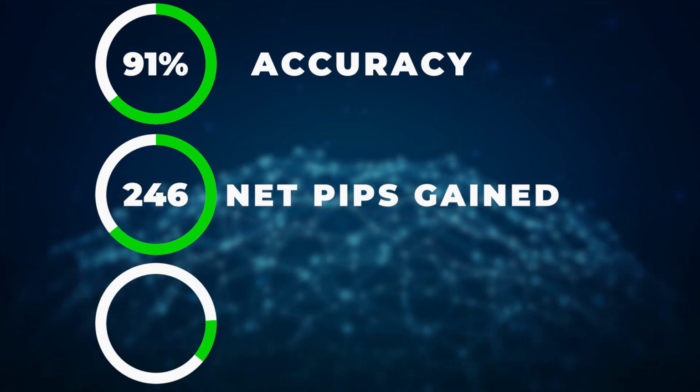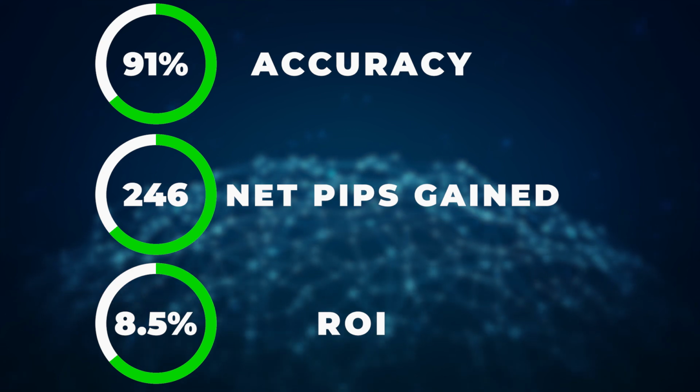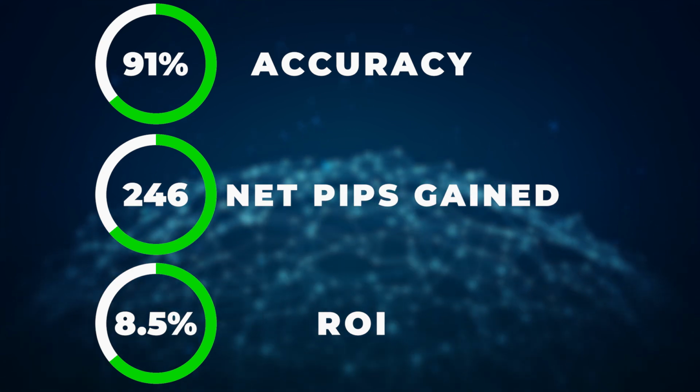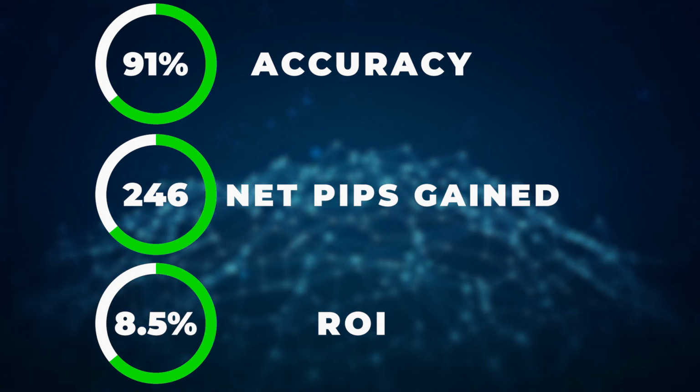Finally, if you applied our suggested risk management rules for this strategy, your account should grow by 8.5%, which is fine as well.